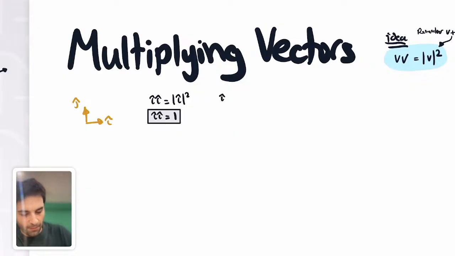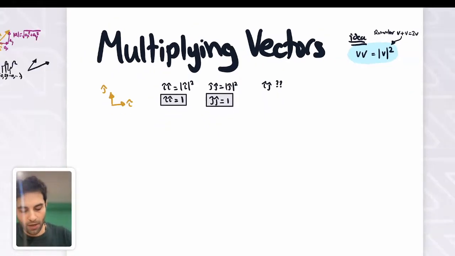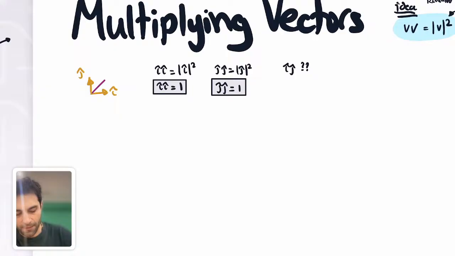What about i times j? Well, no, let's not go there. That's too hard. Let's go easier. What about j times j? The length of j squared. What's the length of j? It's a unit vector. So it should be 1. So j times j should be equal to 1. I'm happy with that. Okay? But then now we're going to i times j. How the hell do I multiply i times j? I don't know. I actually have no idea. But what I do know is let's make a random vector v out of i and j.